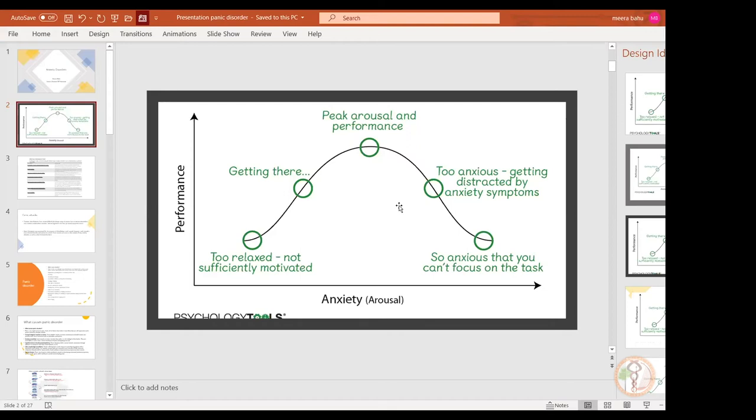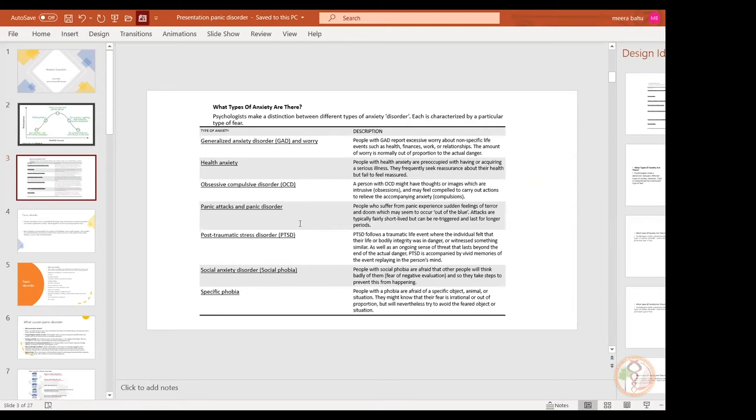Okay, so let's look at what types of anxiety there are and how psychologists make a distinction between different types of anxiety disorder. Each is characterized by a particular type of fear. So we have generalized anxiety, which is called GAD, or worry. Worry is very prominent in generalized anxiety disorder. People with generalized anxiety disorder report excessive worry about non-specific life events such as health, financial issues, work, relationships. The amount of worry is normally out of proportion to the actual danger.